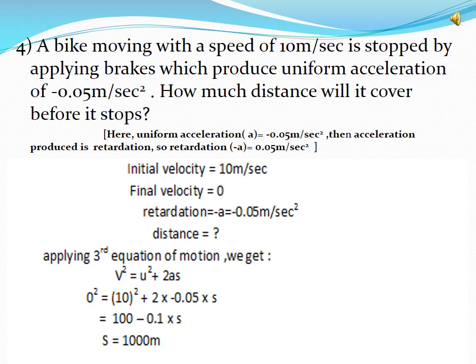By applying the third equation of motion, we get v square minus u square is equal to 2as. Substituting the values of v, u and a, here 0 square minus 10 square is equal to 2 into minus 0.05 into s, and we get s is equal to 1000 meter.